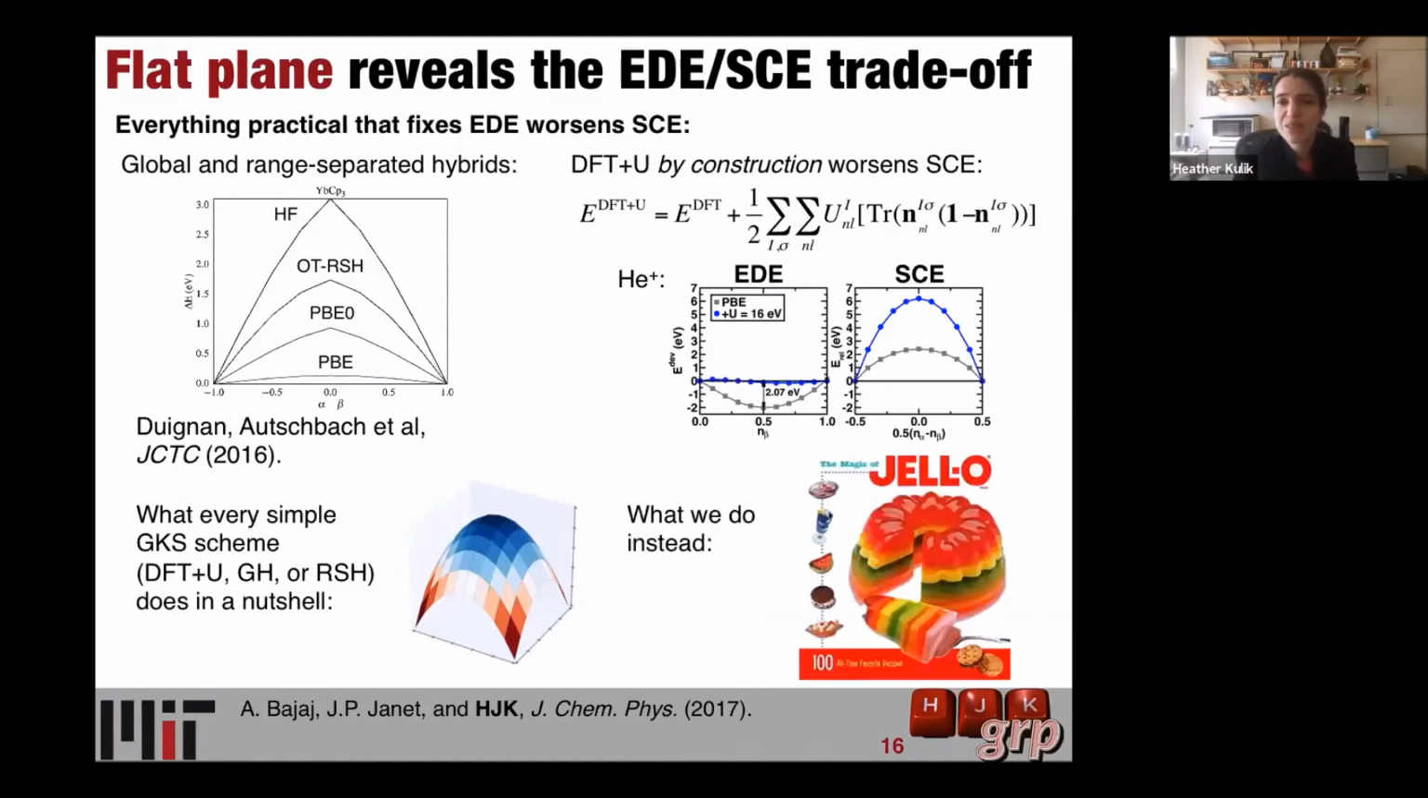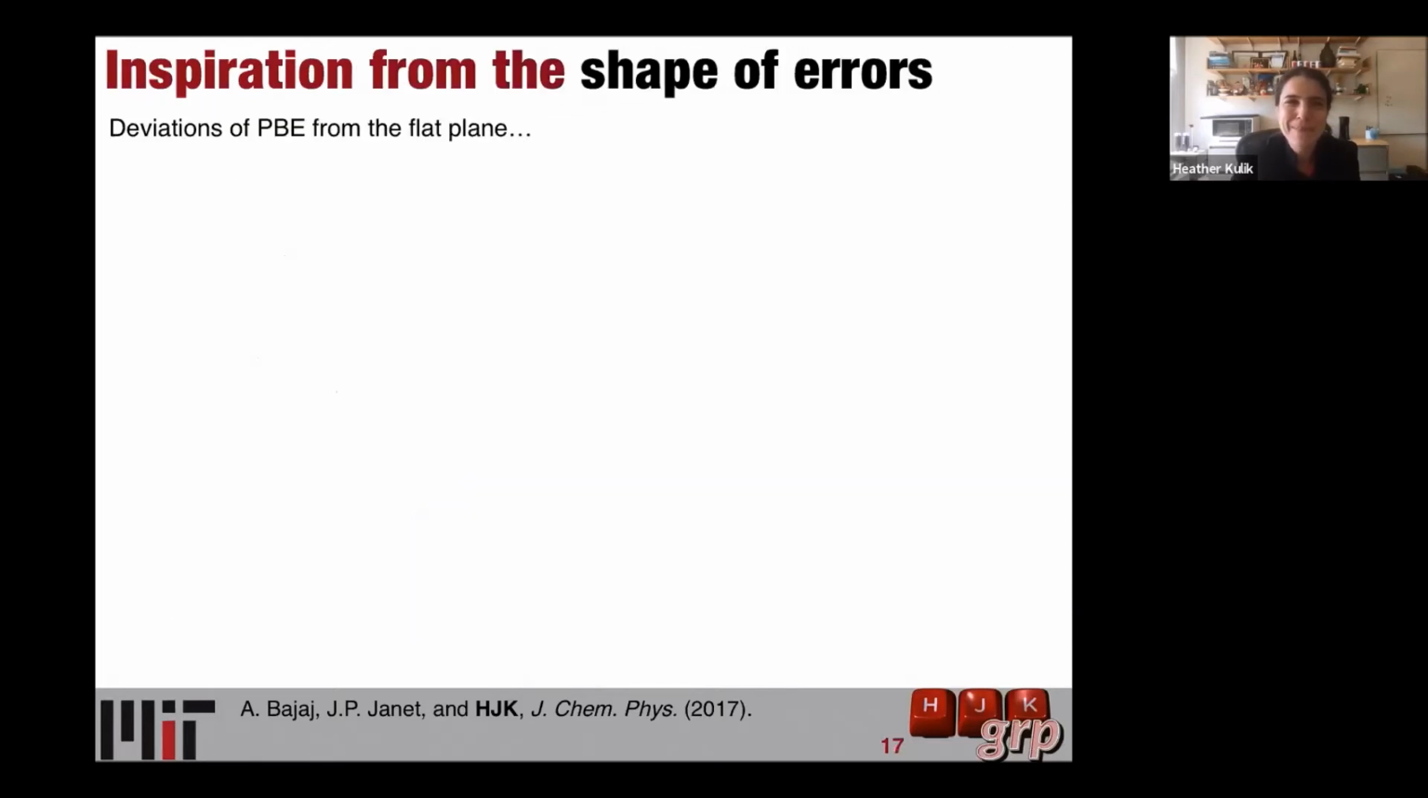So what we wanted to do instead was we wanted to say, well, how do we recover exactly, forget DFT+U for a moment, how do we recover exactly the flat plane condition? And so we first called this Jello mold DFT because we wanted to take a mold of the shape of the flat plane errors and reconstruct that flat plane exactly. Now, the reviewers said, you can't call it Jello mold DFT, no one will take it seriously, so we called it judiciously modified DFT, which has the same acronym, JMDFT.